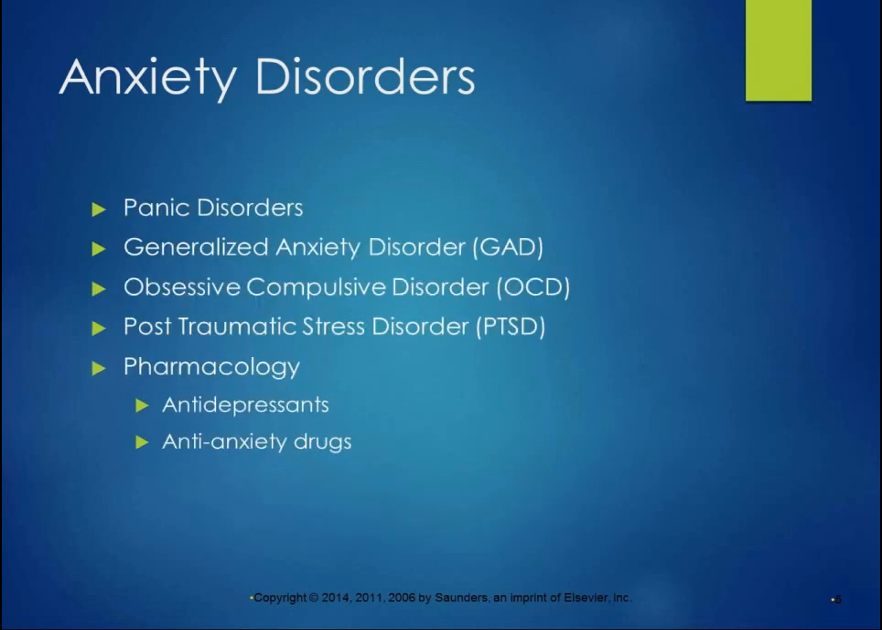So there are lots of different classifications of anxiety disorders. Panic disorders, generalized anxiety disorder, or GAD, obsessive-compulsive disorder is an anxiety disorder, and post-traumatic stress disorder is an anxiety disorder. The pharmacology that's usually used for treating all of these things includes antidepressants and anti-anxiety drugs like Xanax and Ativan.